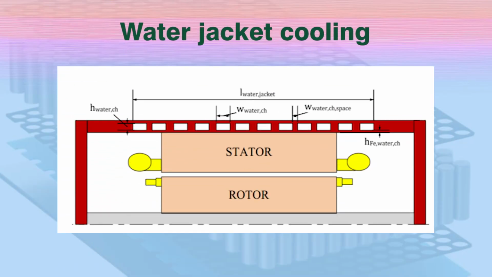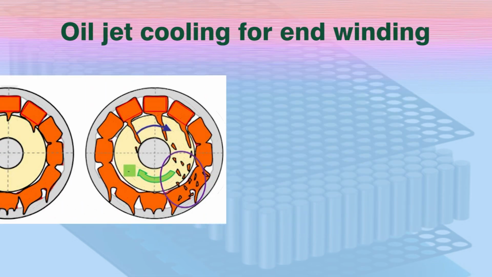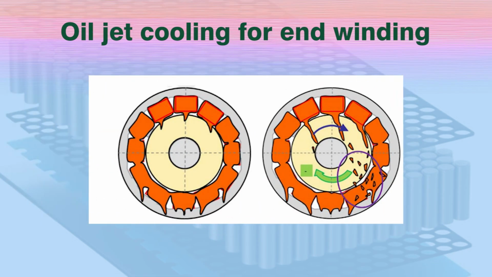So, this is how the water jacket cooling is. We have the stator and rotor windings and we have small channels between the stator windings through which the water flows for cooling purpose, and oil spray cooling have both been explored as cooling methods.